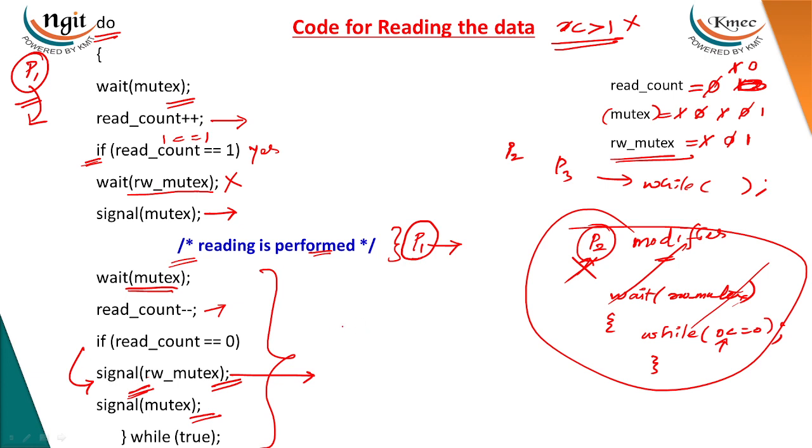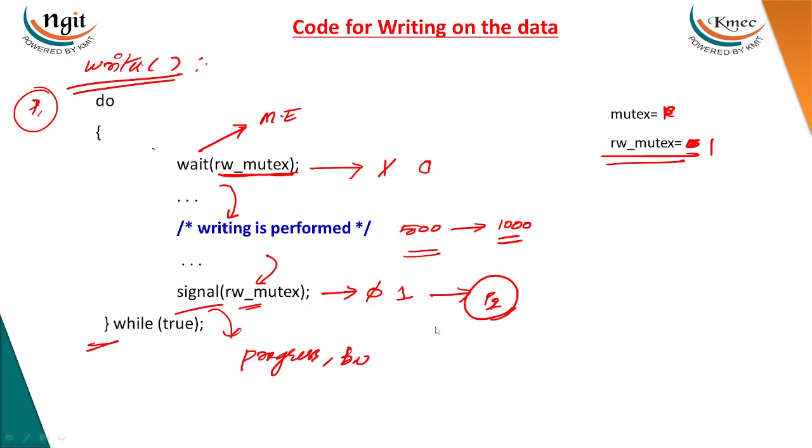Now again we come to the original thing, the initial values: read count equal to 0, mutex equal to 1, read write mutex equal to 1. Now at this point of time, if P2 wants to write the data, because P2 already read it and released it, then it is a chance for P2. P2 has to execute this code. Because read count equal to 1, it will decrement to 0. It performs the write operation, and after writing it releases the read write mutex value, incrementing 0 to 1.